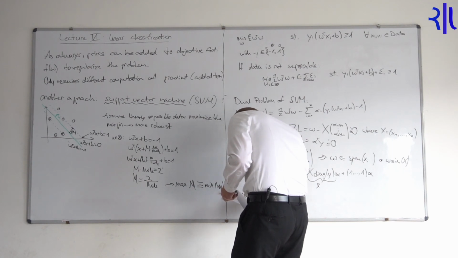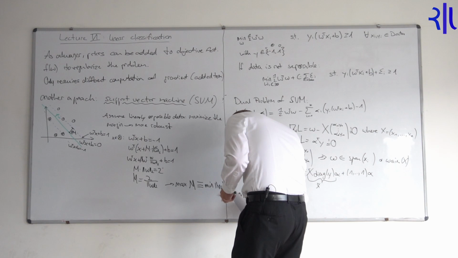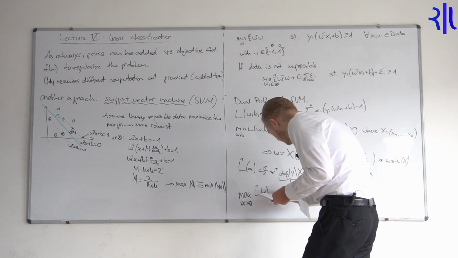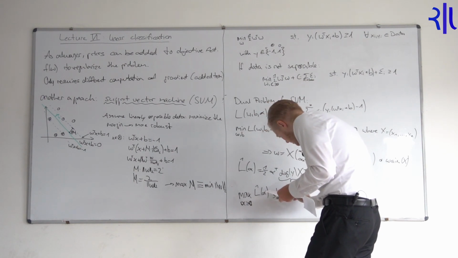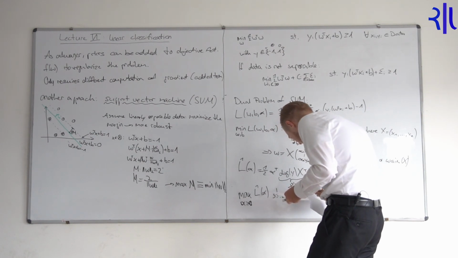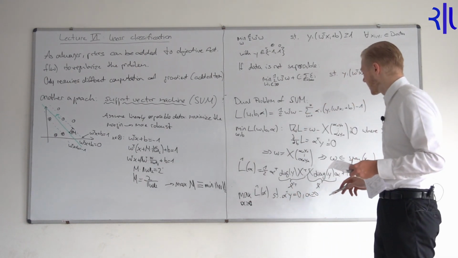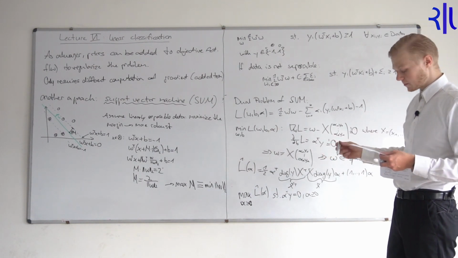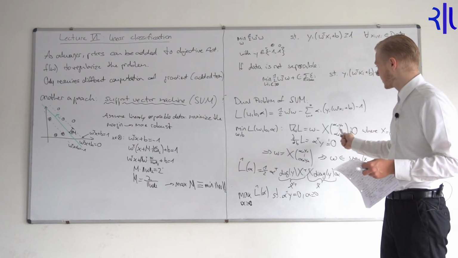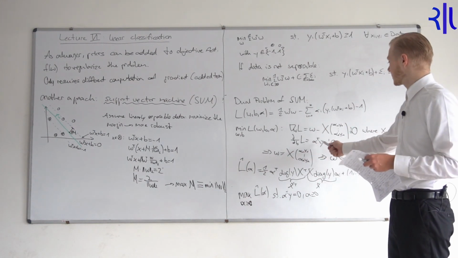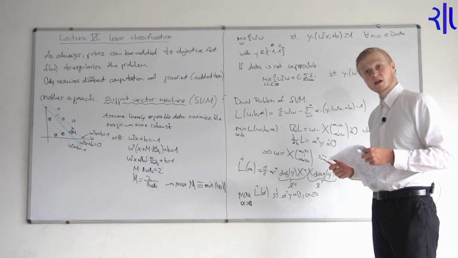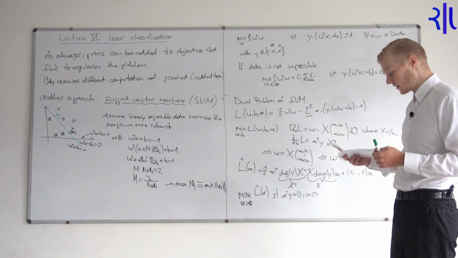L hat of alpha subject to alpha transpose y is equal to 0, and alpha has to be greater or equal than 0. This we get from our demand that we're at the optimal solution. So we got two equations here. The first one we used to derive an expression for omega, and the second one we must not forget about, and here it comes back as an additional constraint.